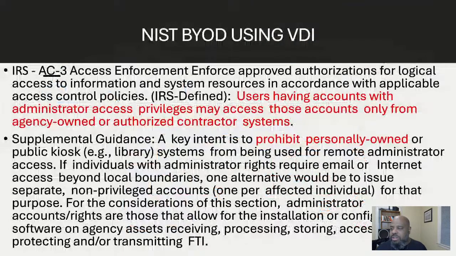So we're gonna go through it. So you see that I did it from the IRS. Once again, that's the 100. So AC-3 is access enforcement. We're gonna dig down on what that is. But once again, this is the NIST 800-53 document. Authorization for logical access to information. We saw that AD. That's gonna give us a lot of that. I put that in red.